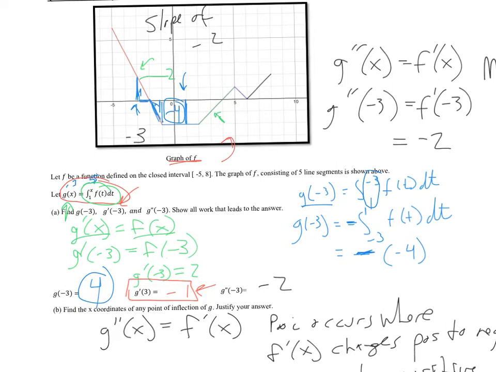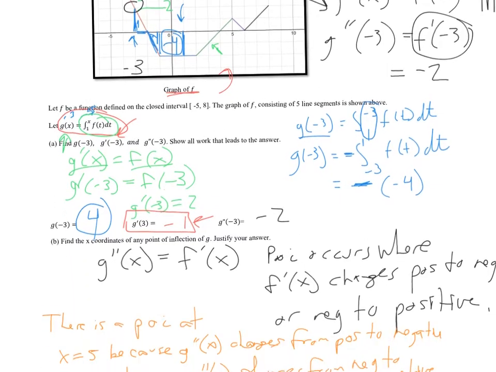Finally, the second derivative. Well, if I were to take the second derivative of g, that would be the first derivative of f of x, or f prime of -3, what I've written over here in black. That just asks you what is the slope at x equals -3. And the slope at x equals -3 is just -2, right? I do rise over run, and that's how I find that slope.